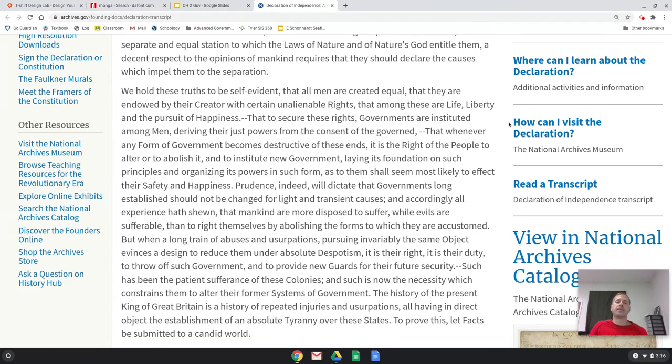Continuing on, that to secure these rights, governments are instituted among men, deriving their just powers from the consent of the governed. Popular sovereignty. Governments are instituted among men. The consent of the governed. That whenever any form of government becomes destructive of these ends, it is the right of the people to alter or to abolish it and to institute a new government, laying its foundation on such principles and organizing its powers in such form. Social contract right there. We give up our rights for government to protect us. When the government fails to uphold these, fails to protect our natural rights, we have the right to get rid of it and to start a new government. That is the social contract right there.